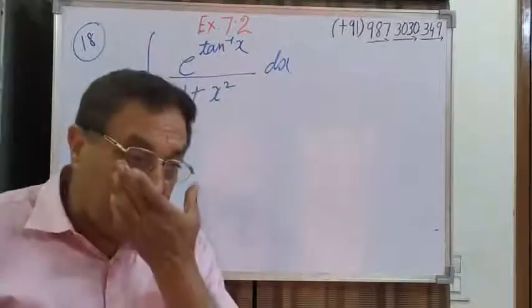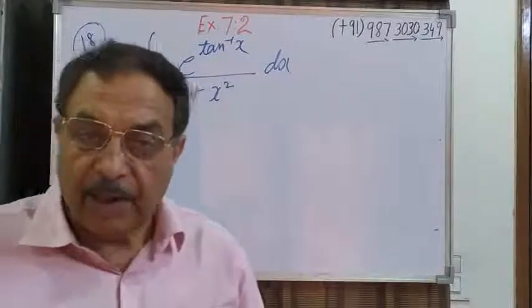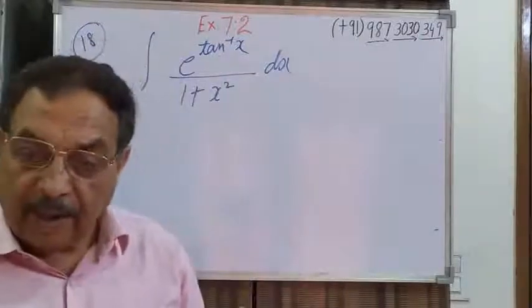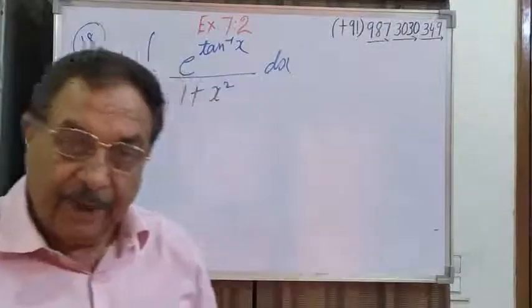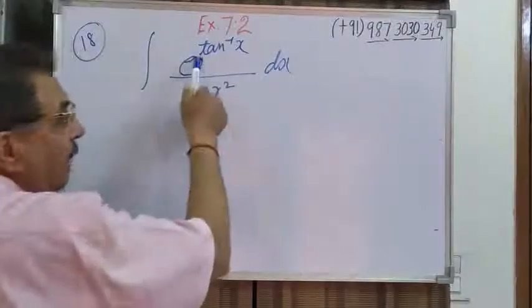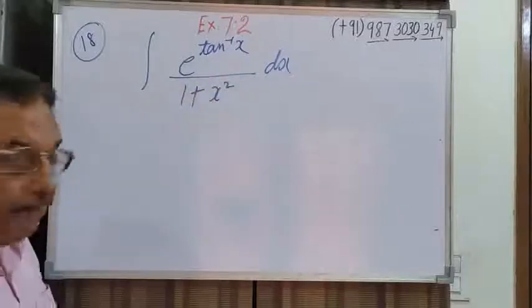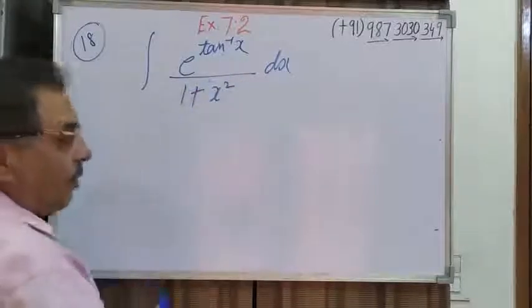Again, the same method: in the question of integration we see which is a function and which is its derivative. So I observe that tan inverse x, if taken as a function, its derivative is 1 upon 1 plus x².